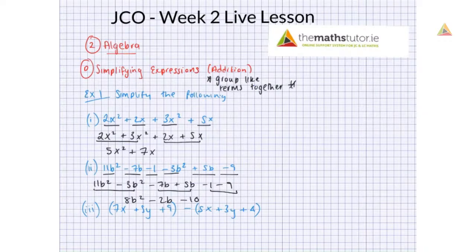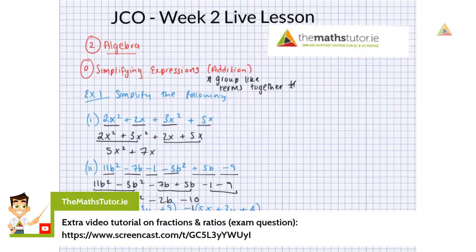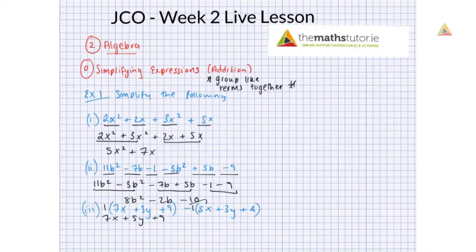In this example here, we imagine there's a 1 in front of the first set of brackets. We imagine there's a minus 1 in front of the second set of brackets. So you can pull everything out of the first set. It's going to just be 7x plus 5y plus 9. Now here you need to be careful. Minus 1 by 5x gives us minus 5x. Minus 1 by 3y gives us minus 3y. And finally, minus 1 by 4 gives us minus 4.